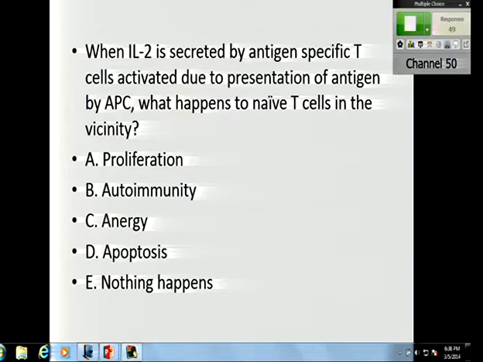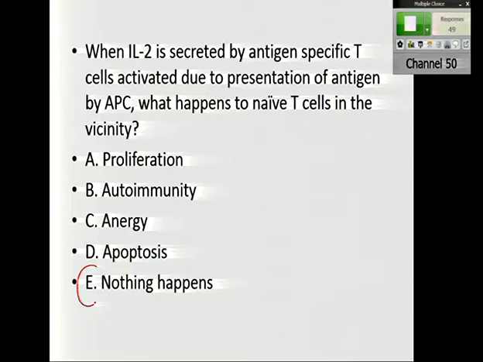So that's all this question is asking you about, because you must remember interleukin 2 is the third signal after it meets with an antigen. So nothing is going to happen. The naive T cells have not yet met any antigen, so they just stay there.